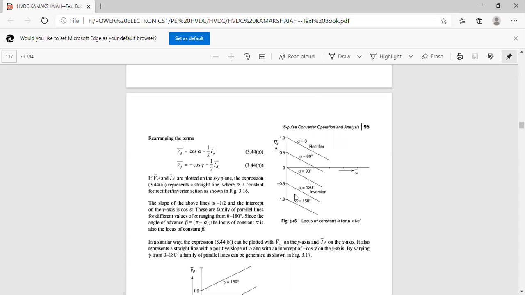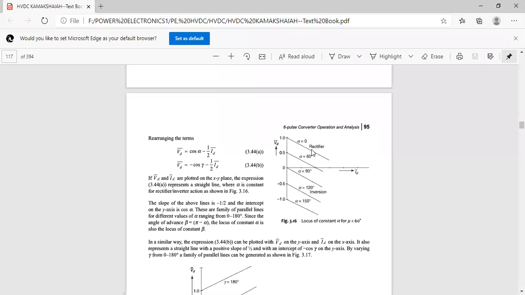Next cos 120 is minus 0.5. Cos 150, this is not 150, this is 180. Cos 180. Sorry, they have given it wrong here. Cos 180 is minus 1. So change it to 180. They have given it wrong in your textbook. Alpha is 180. It is falling with the slope.